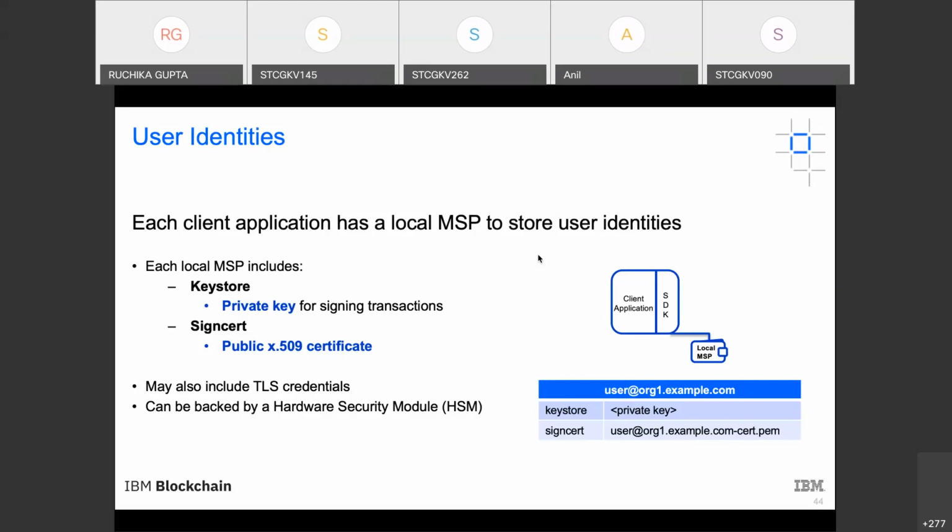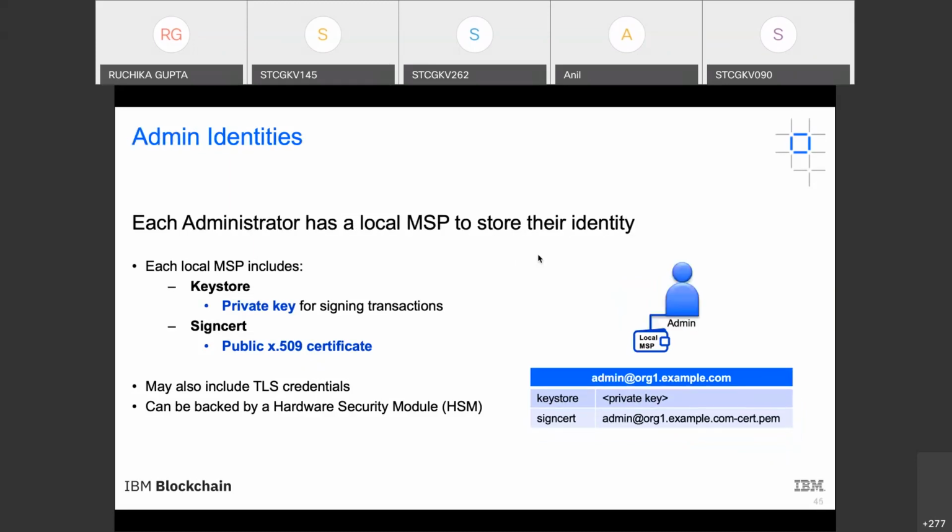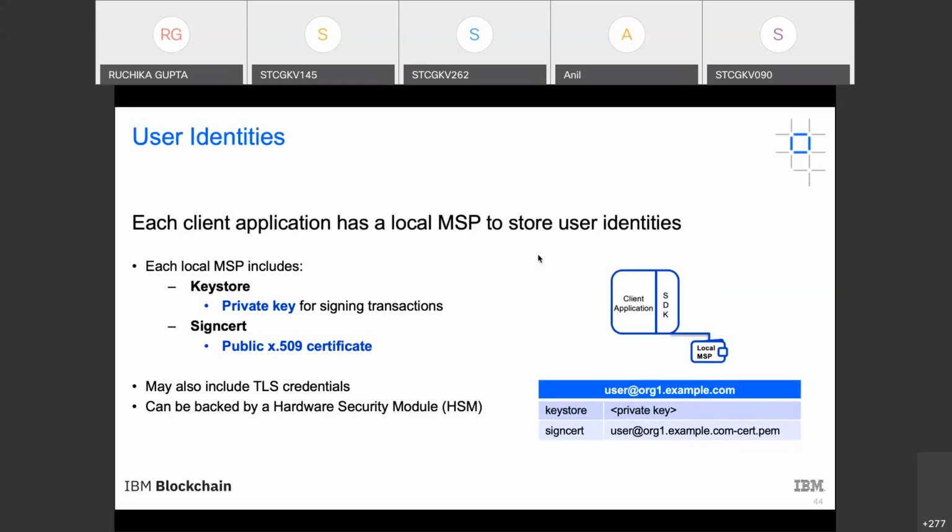You will say that TLS enabled equals true, which would mean that all the network connections that have been made will have transport layer security enabled. So you'll have your user identity, which is generally associated with who's actually going to use the client application as a user. They will only have permissions to execute or invoke smart contracts, nothing more than that.